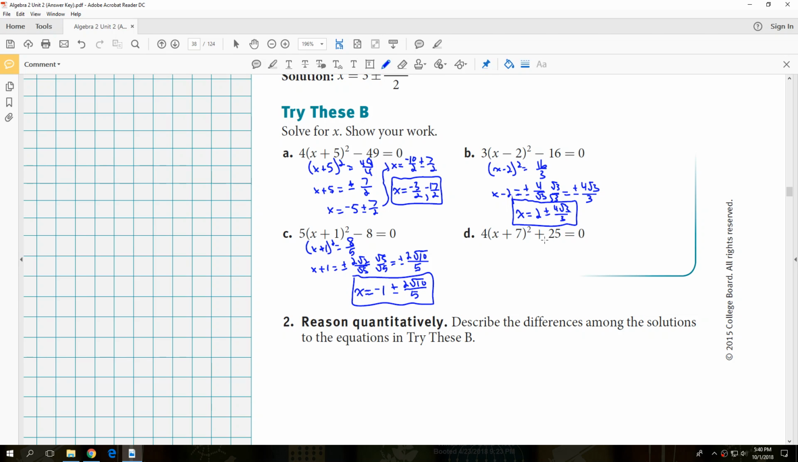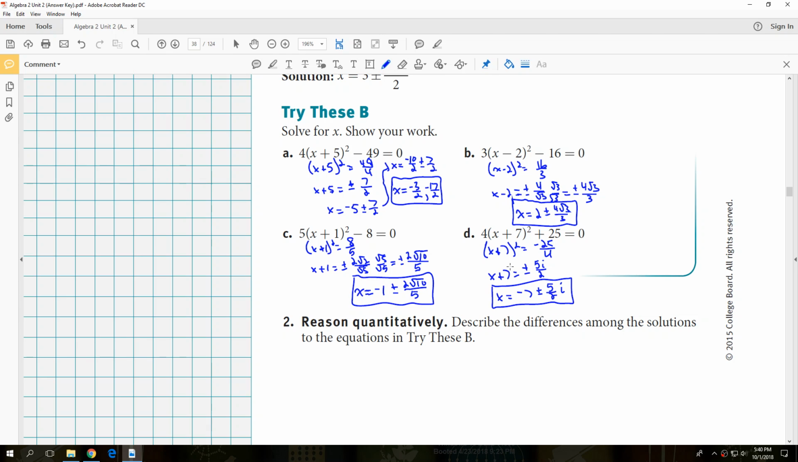And the last one here, ooh, this is going to turn it into a negative, so I'm going to have an imaginary number in here later. So let's go ahead and isolate. So I get x plus 7 squared is equal to -25 over 4. At least these are perfect squares. So I'm going to take the square root of both sides, which pops out the x plus 7, is equal to plus or minus, and then I take the square root of both. Square root of -25 would be 5i divided by square root of 4, which is 2. Therefore, x is equal to -7 plus or minus 5 halves i.